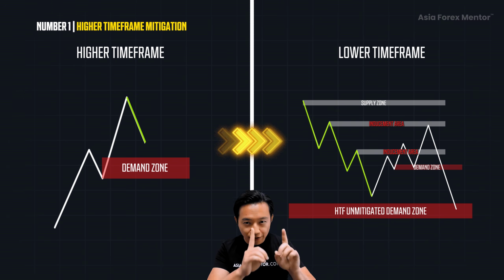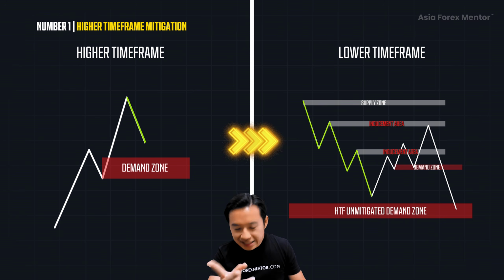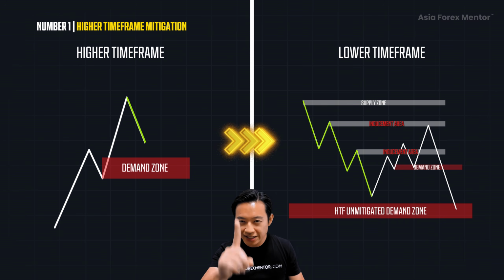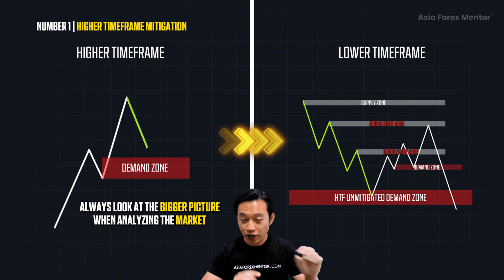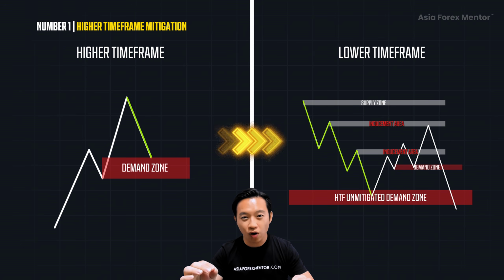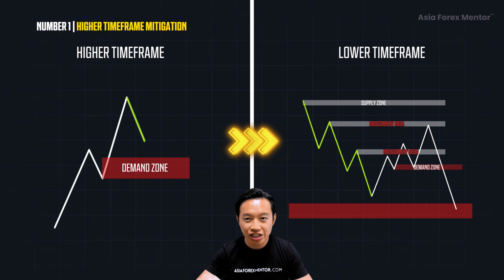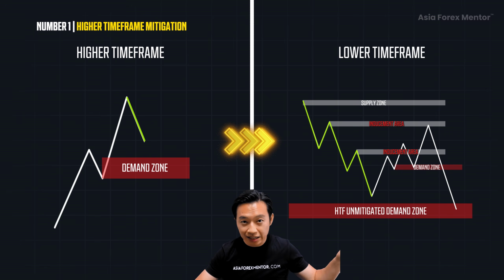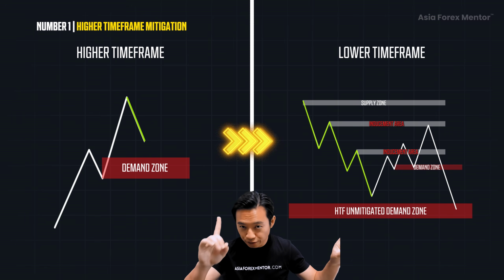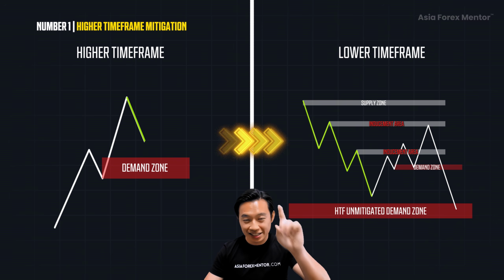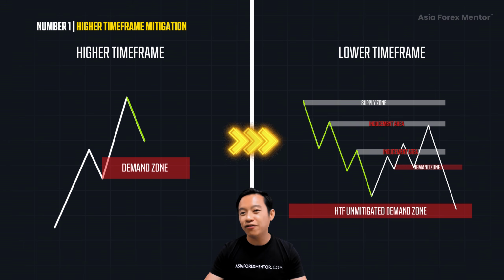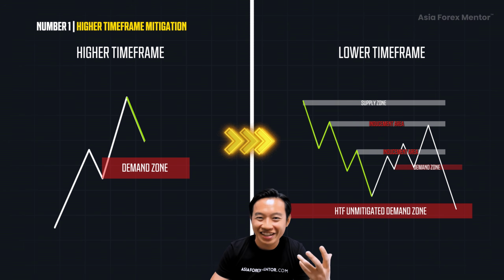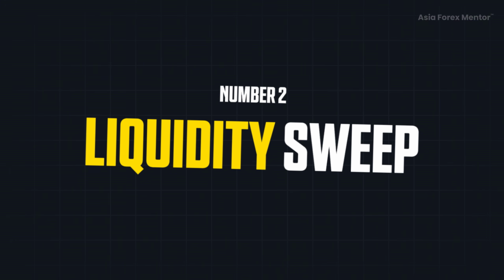So new traders could have avoided all these losses by understanding the market sentiment and understanding the first key, which is what we talked about: to always look at the bigger picture, right? When you're analyzing the market. And it's because price has not touched a demand zone from a higher time frame yet, a fresh demand zone. Good? So that is key number 1. All right, now let's move on to the second key for identifying the change of character with high probability. So key number 2, liquidity sweep.